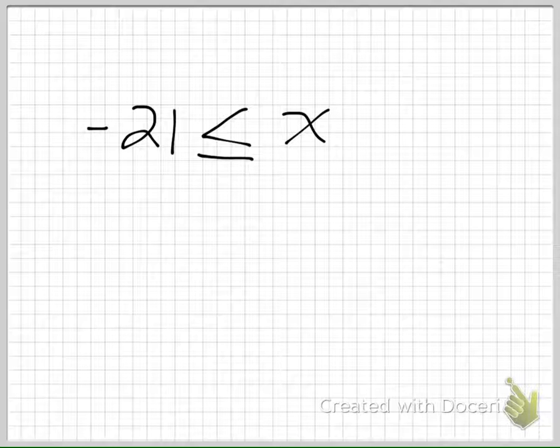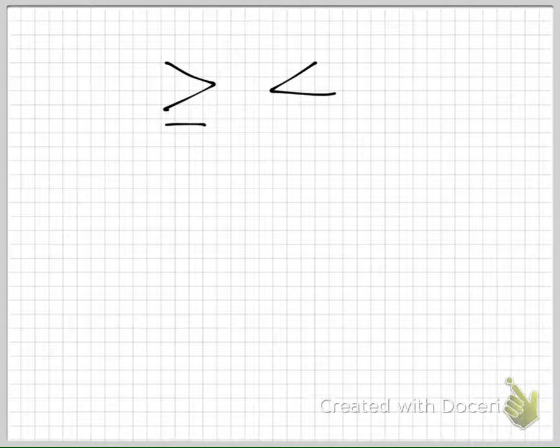Right, so then read that to me, please, from the variable's point of view. Always, Sheena. x is greater than or equal to negative 21. Does that make sense? How do you read these things? From the variable's point of view. And that little line there means this is greater than or equal to, this is less than or equal to, right?